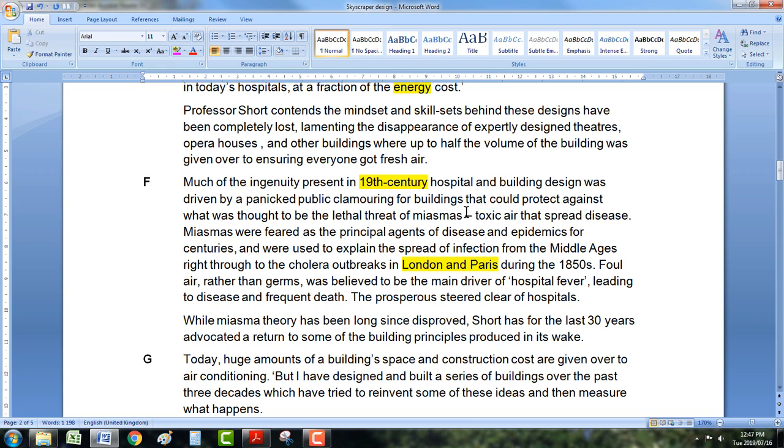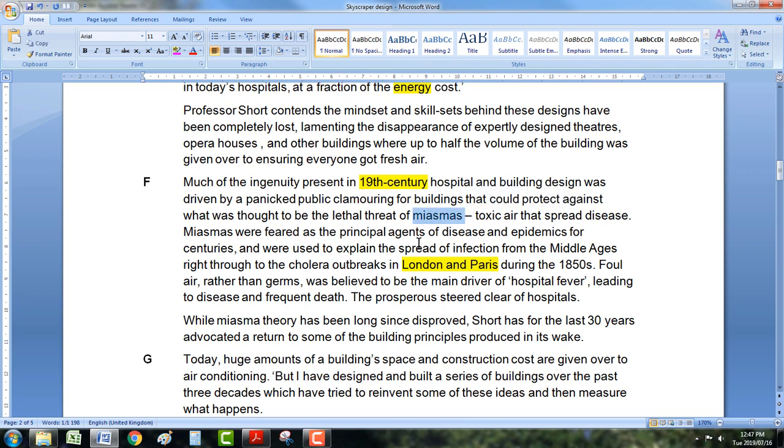Now what I want you to notice is this dash. They often use this structure to give a definition after they introduce a new term. So instead of putting the "known as" before, instead of saying the threat of toxic air known as miasmas, they put the miasmas first and then give the definition afterwards. So this dash is very important. It's performing the function of the "known as". It's just that they switch it around.